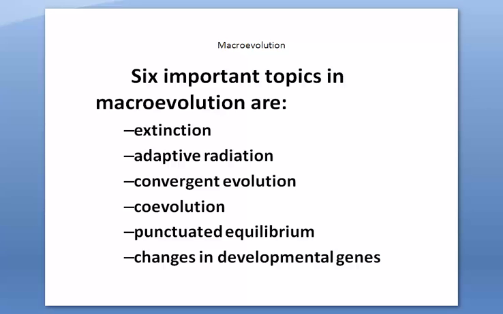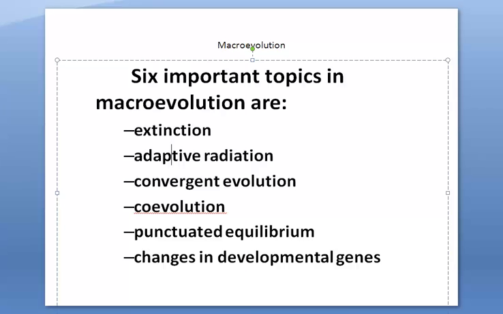The 6 important topics in macroevolution are extinction, adaptive radiation, convergent evolution, coevolution, punctuated equilibrium, and changes in developmental genes. So all 6 of these we're going to get into, and we're going to talk about how they're important to the concept of macroevolution, which again is just large-scale evolutionary patterns and processes that cause things to change.